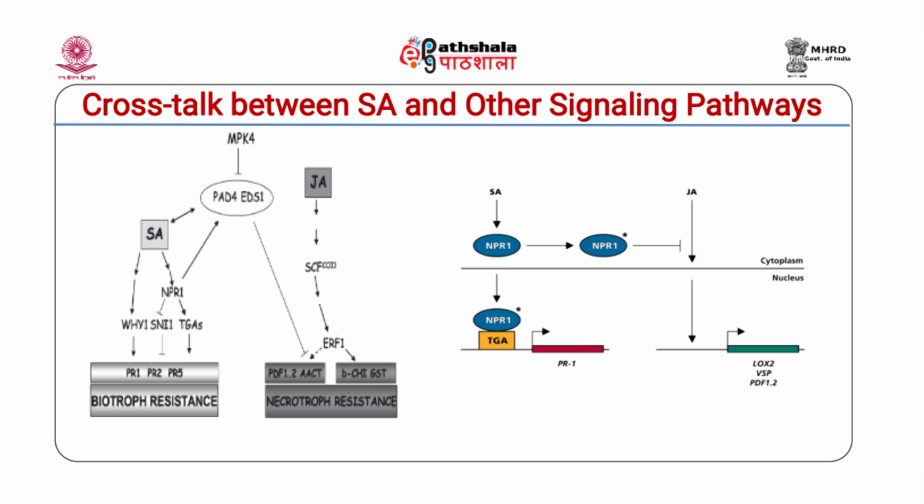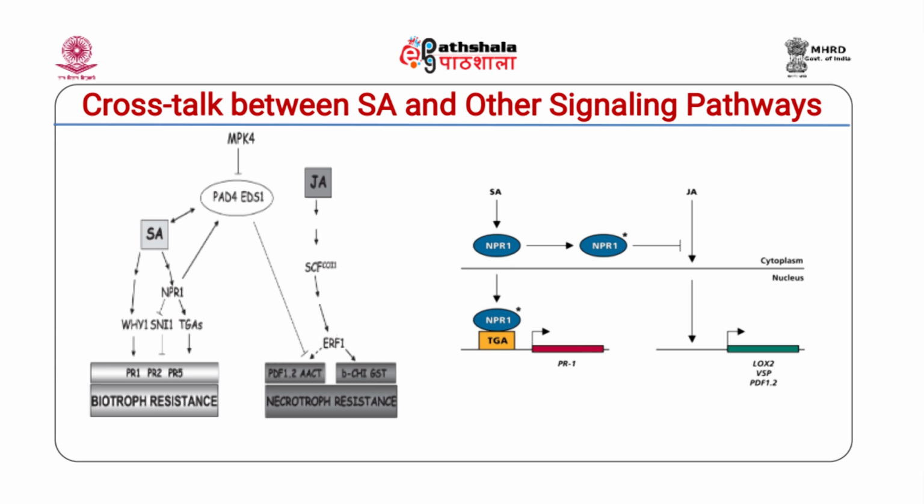WRKY transcription factors also influence SA-JA crosstalk. Overexpression of WRKY 70 enhances the SA responsive PR genes and at the same time suppresses PDF1.2. In Arabidopsis, mitogen activated protein kinase 4 negatively regulates SA signaling and positively regulates JA signaling.